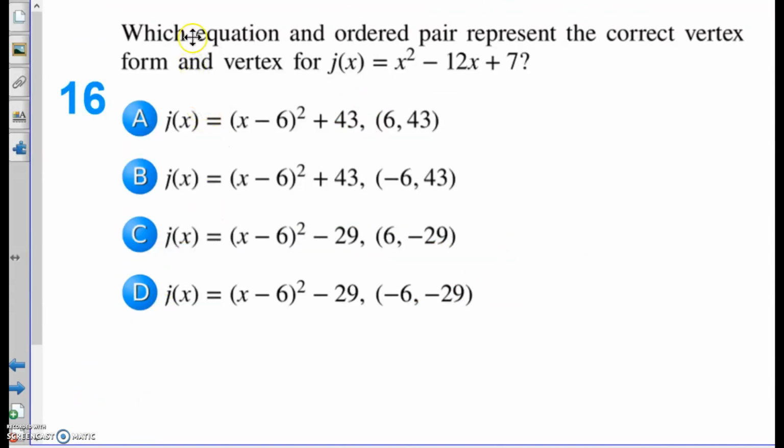Number 16. Which equation and ordered pair represents the correct vertex form and vertex for this quadratic? So the way to do vertex form, first of all, we could do this with a calculator or we could do it algebraically. Because it's multiple choice, there's nothing wrong with the calculator. Again, notice that they give me kind of two options here. But let's type this into our calculator.